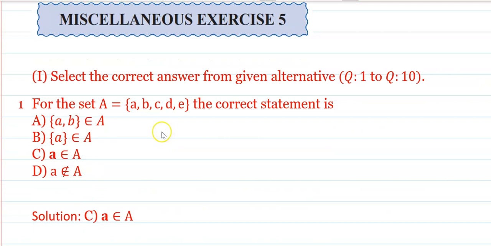Now let us start the miscellaneous exercise. For the first question, select the correct answer from the given alternatives, questions number 1 to 10. The first one: for the set A equal to {a, b, c, d, e}, the correct statement is, option A: {a, b} belongs to A; B: a single element belongs to A; C: a belongs to A; D: a does not belong to A. The correct statement is that a is an element that belongs to the set A, and option C is the correct one.